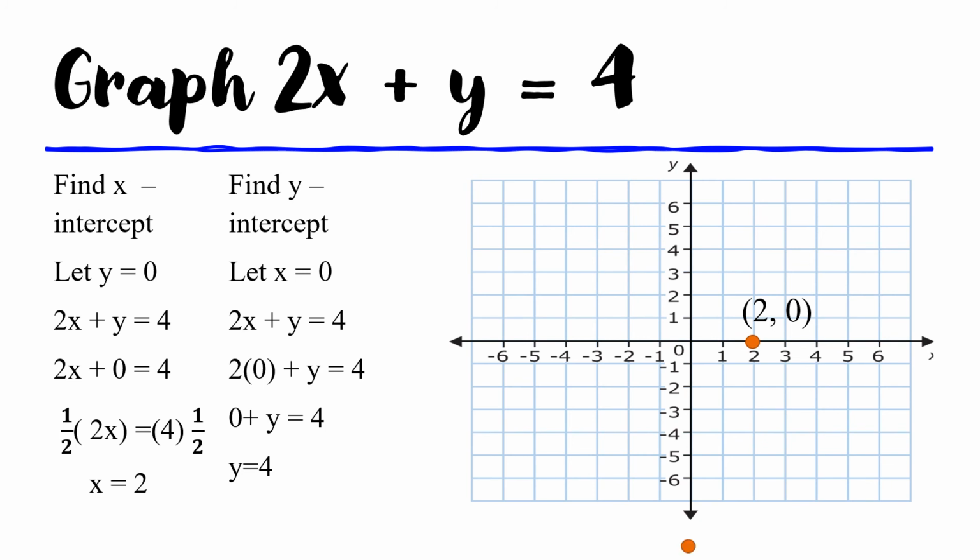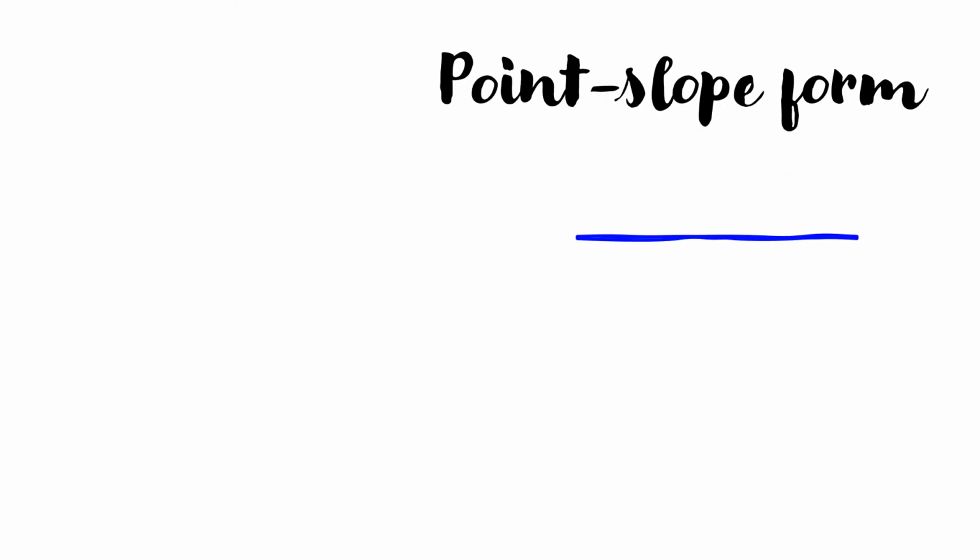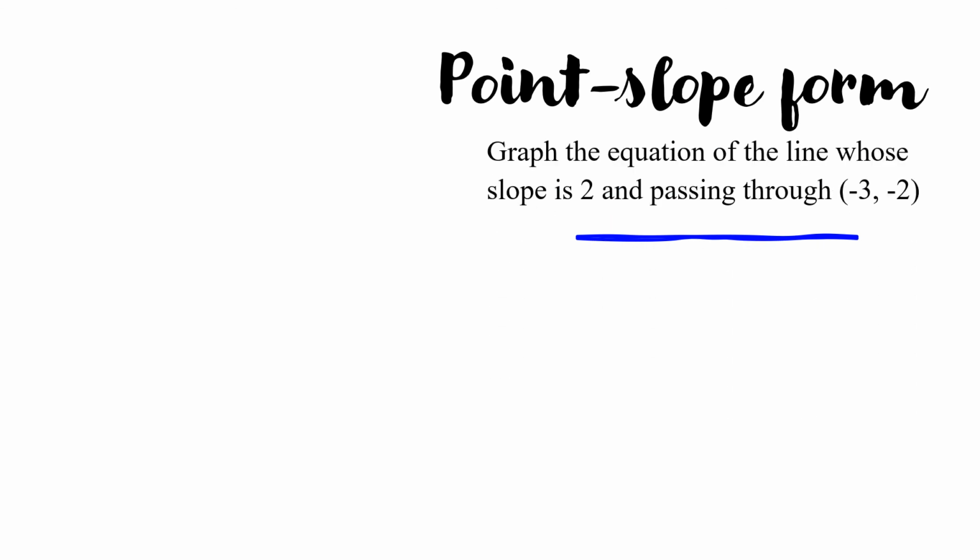Let us plot again the y-intercept, and that is (0, 4). Connect the points, and that's the graph of 2x plus y is equal to 4. At this moment, let us graph using the point-slope form. Point-slope form means the given is a point and the slope of an equation. Let us graph the equation of the line whose slope is 2 and passing through the point (-3, -2).